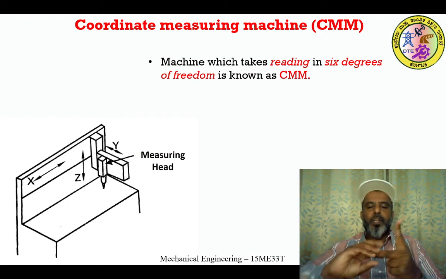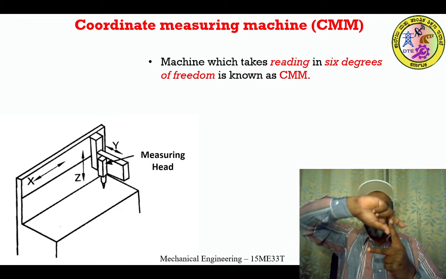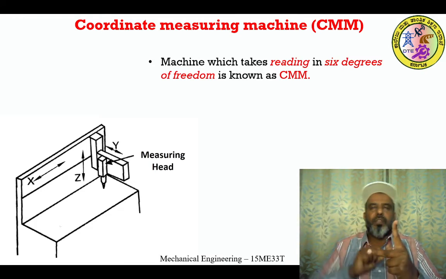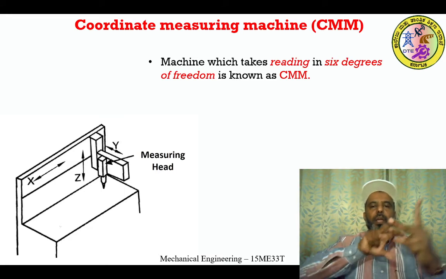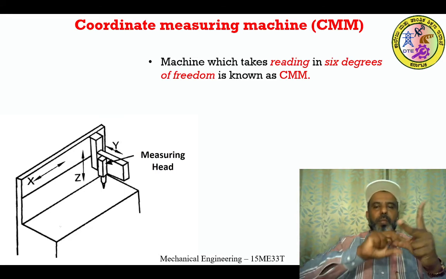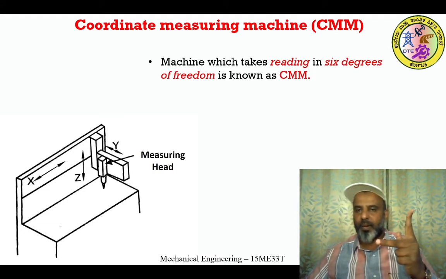Suppose a component is going to rotate about the X axis, that becomes the 4th degree of freedom. Then if the component rotates about the Z axis, it becomes the 5th degree. Or if it rotates about the Y axis, it becomes the 6th degree of freedom.